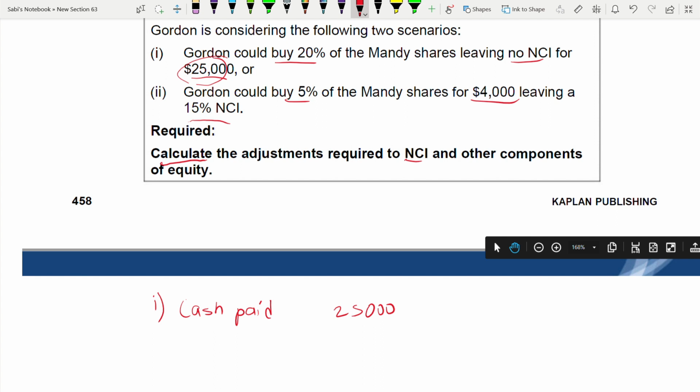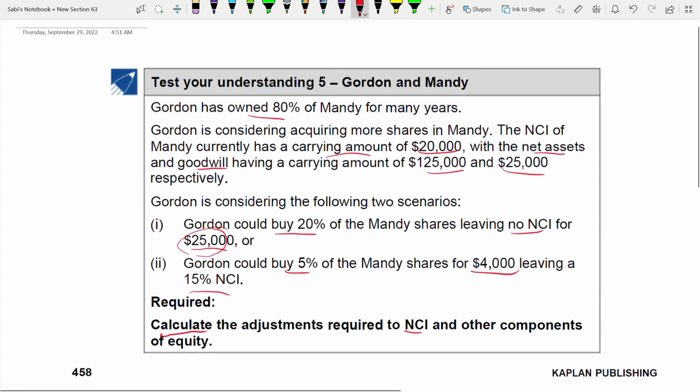Cash paid is a credit entry. Then a decrease in NCI, obviously, because it's a purchase. When you're acquiring, it's a decrease in NCI. How much? You are buying 20% more. It's 20% over 20%, because you are buying entirely, 100% means there is no NCI. So it will be full, 20 over 20 on the carrying amount.